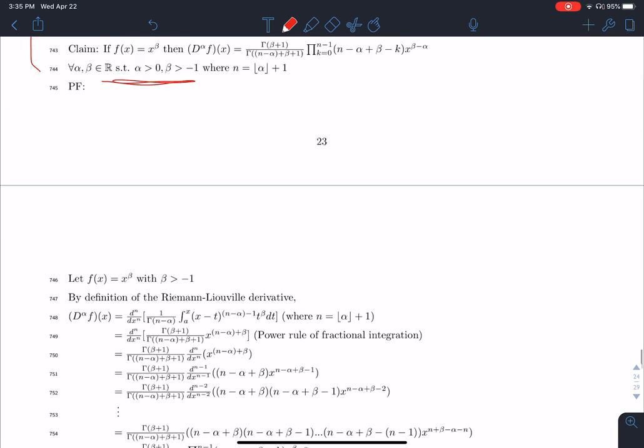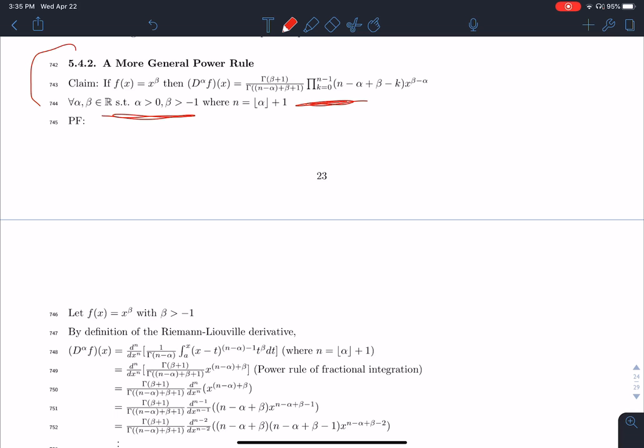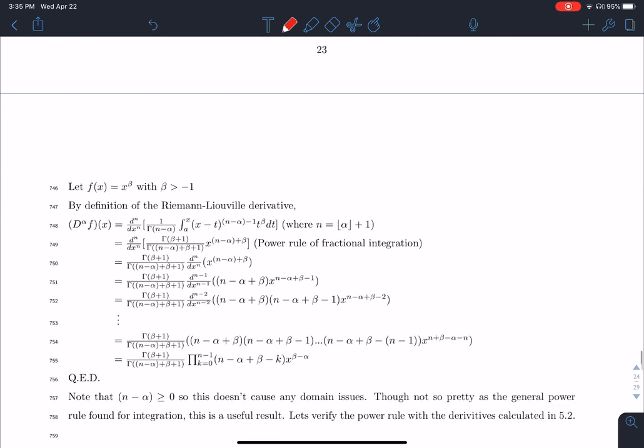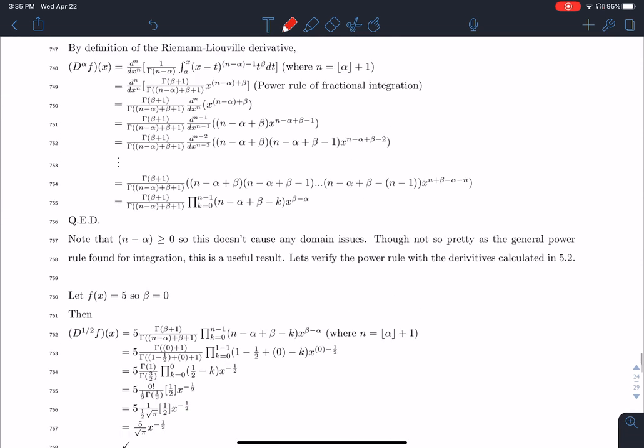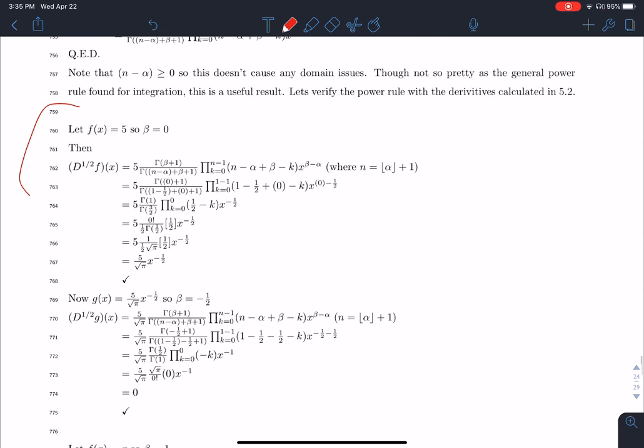This does get quite ugly. We have to use this pi notation. There's no way around it, unfortunately. Like I said, derivatives aren't quite as fun as integrals. And verifying it.